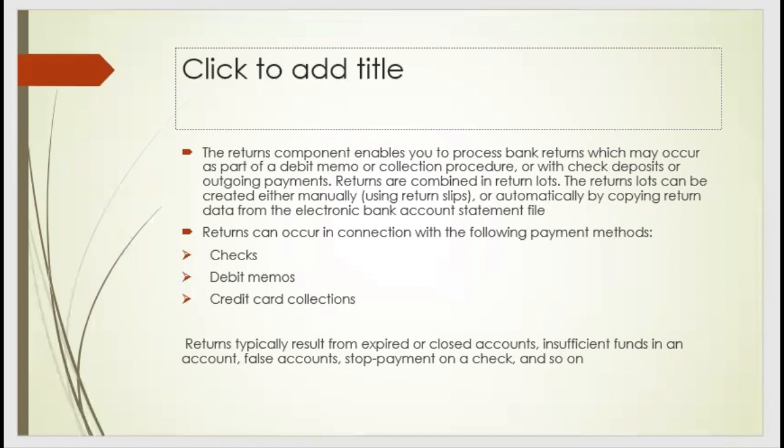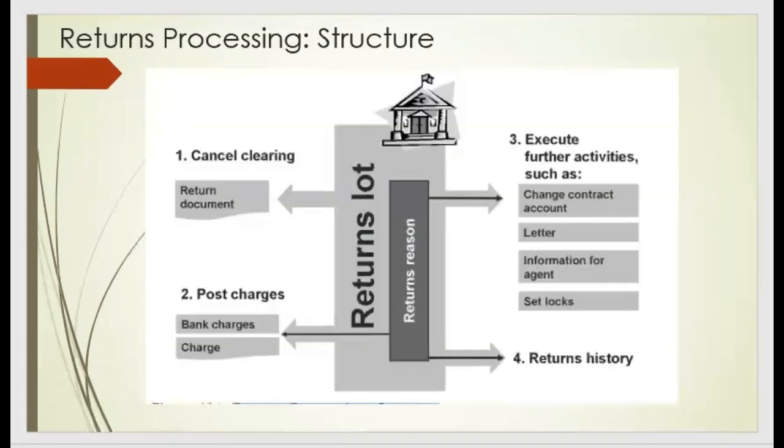That means whatever clearing happened against the credit card needs to be reopened. So a return typically results from an expiry or closed account. Why? Because all this information, whatever we get from the banking system, comes after the payment, after the clearing. Insufficient funds in an account, false account, stop payment, or some check is not correct, like somebody mistakenly put a different signature or a different name. In that case, these are bounced or not valid. Okay, so then the return process will happen.